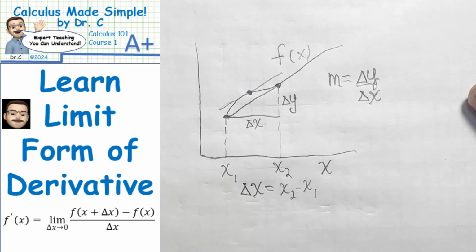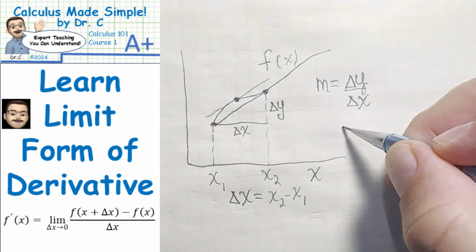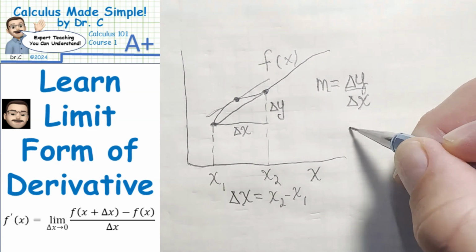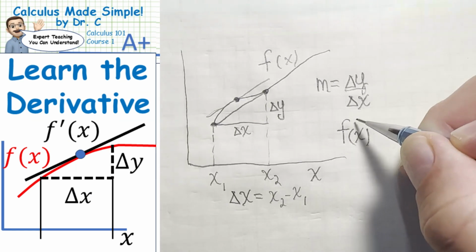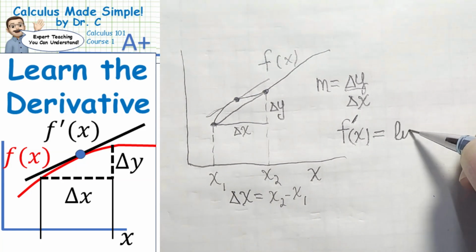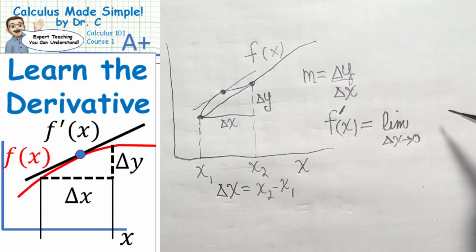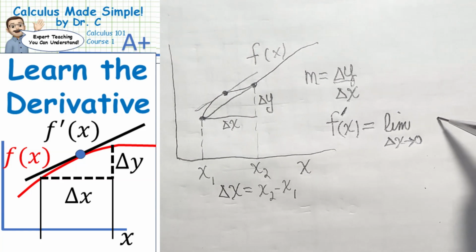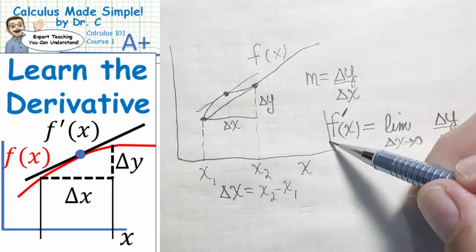So let's write it out a little bit more precisely. So what we do is we write this as the slope of the tangent line to the curve, called f prime, is equal to the limit as delta x approaches 0 of delta y over delta x. That's the concept that we're introducing here.